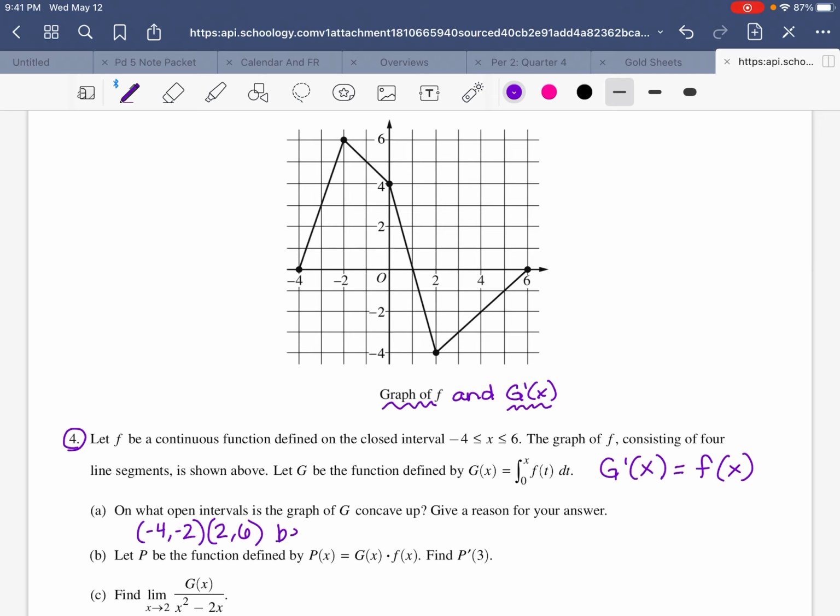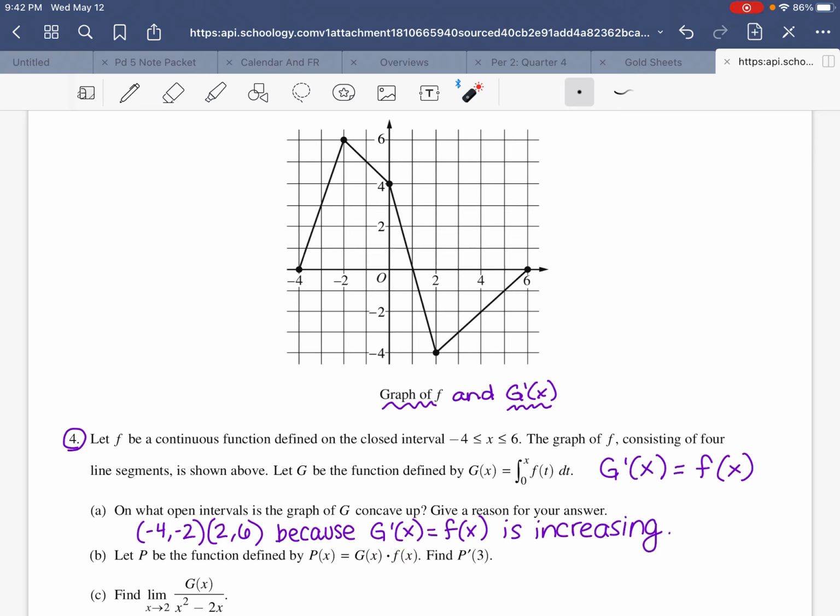And my reasoning would be because g prime of x, and I would even go as far as to state equals f of x, is increasing. Now, because I had already stated it right here, I don't necessarily need to state it again, but I do this just to be safe. You'd likely get away with just putting g prime here.